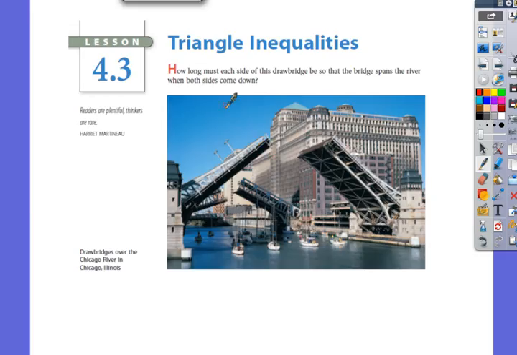Hello again, and welcome back to the thrilling series of Levine Geometry. This is the 4.3 edition, Triangle Inequalities. Go ahead and write that, 4.3 Triangle Inequalities.